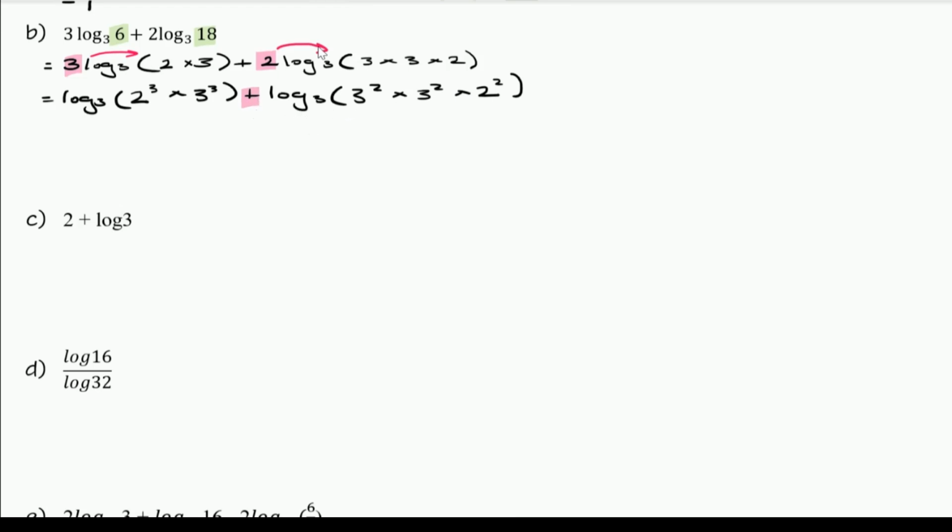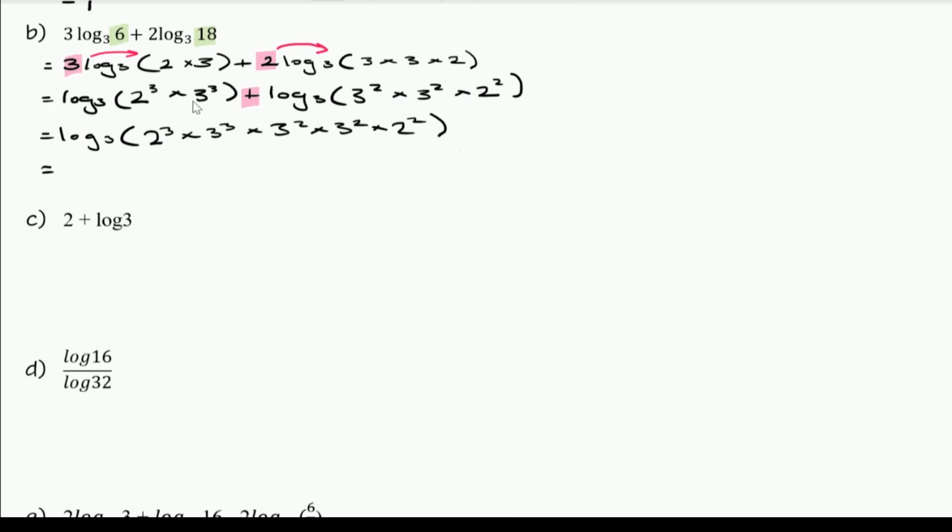So that's going to be log law number 4. And what this tells us is, of course, we've got the same log base here. So I've got log base 3. And remember, everything inside here is going to get multiplied together. So this is going to be 2 to the power of 3 times 3 to the power of 3 times 3 to the power of 2 times 3 to the power of 2 times 2 to the power of 2. Like so.